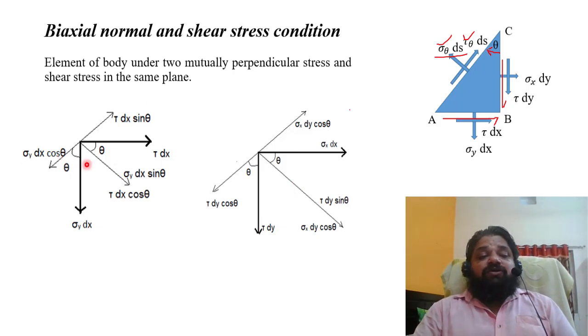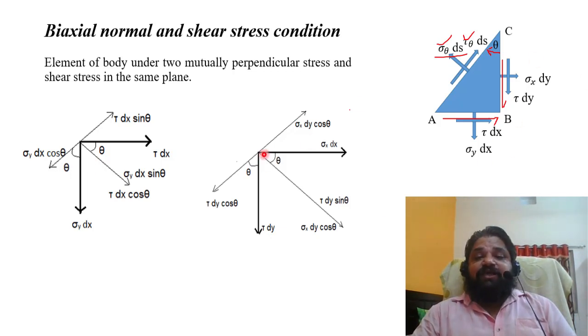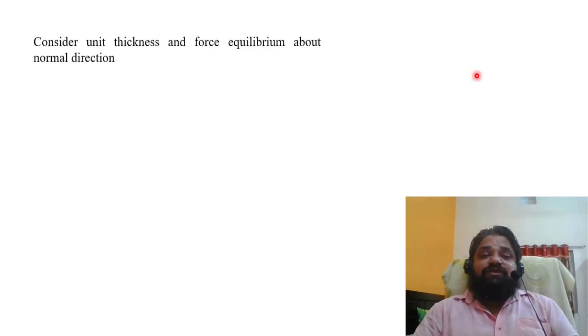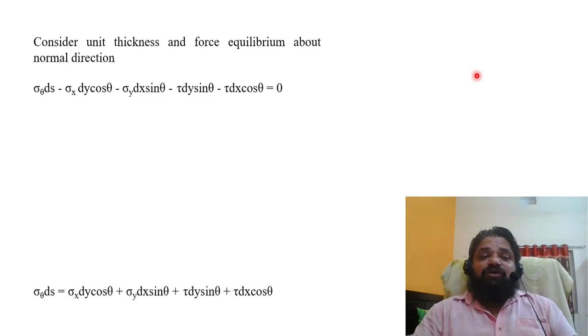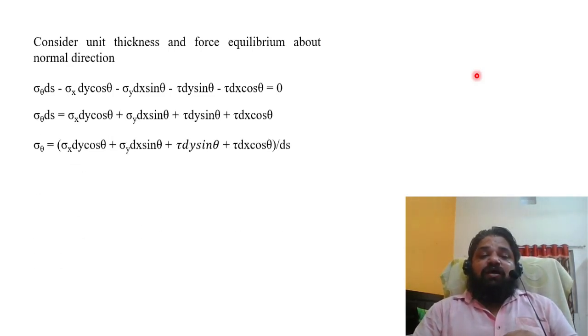So now if I draw all this after finding out the free body diagram for all different planes corresponding to the sigma theta and tau theta, now I can equate this equation, considering unit thickness, then I can write the force equilibrium condition. All the forces along the sigma theta ds have to be equal to 0, and all the forces along the shear stress equal to 0.